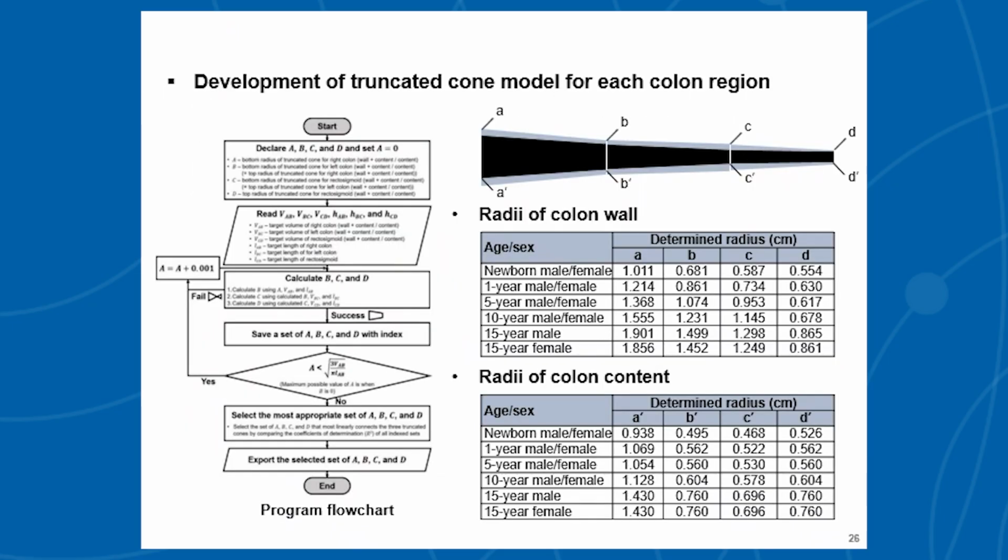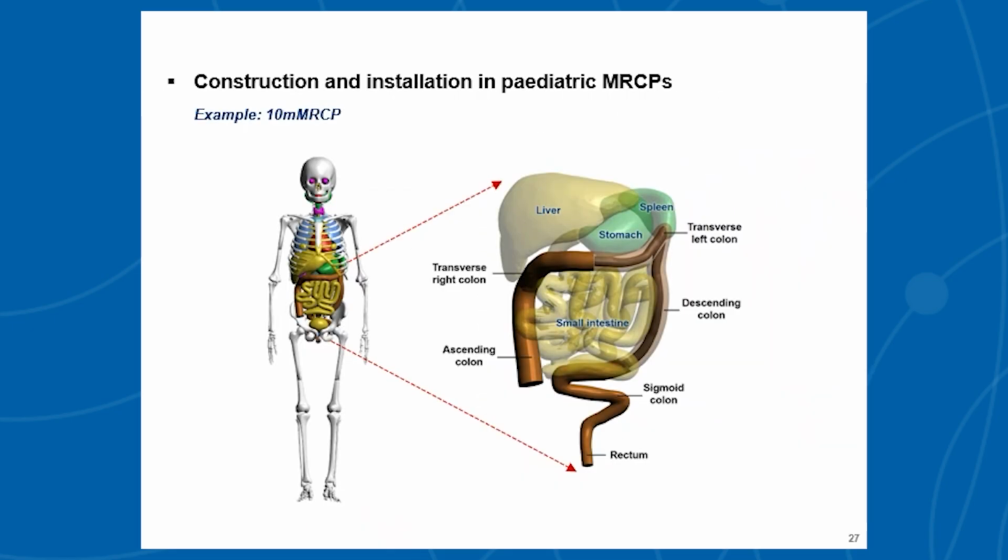To address these issues, we first developed stylized colon models in the form of smoothly connected truncated cones. Following the method shown in this flowchart, the models were created through numerous iterations to find the truncated cone dimensions that satisfy all region-specific reference masses and lengths for both the wall and content. These models were then converted into the mesh format and implemented into the phantoms. During this process, we also corrected the previously mentioned issue regarding the transverse colon paths.